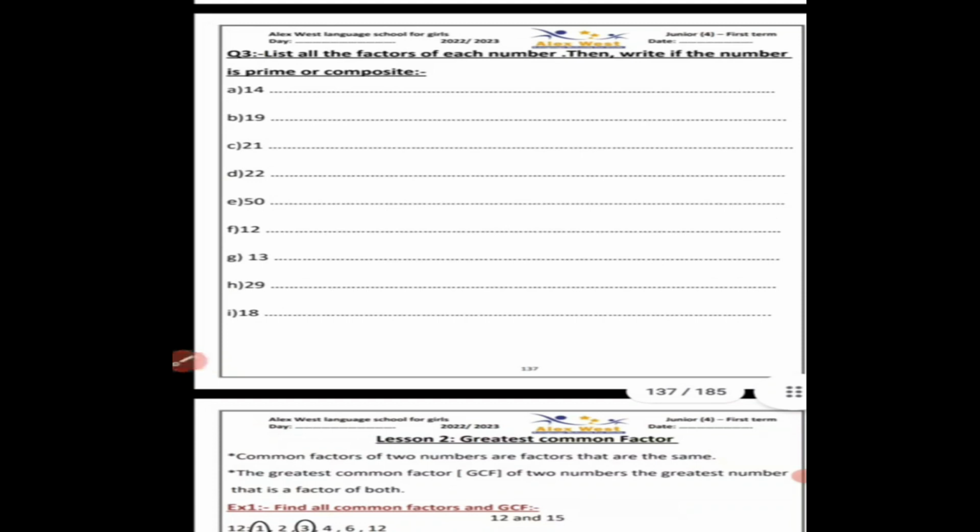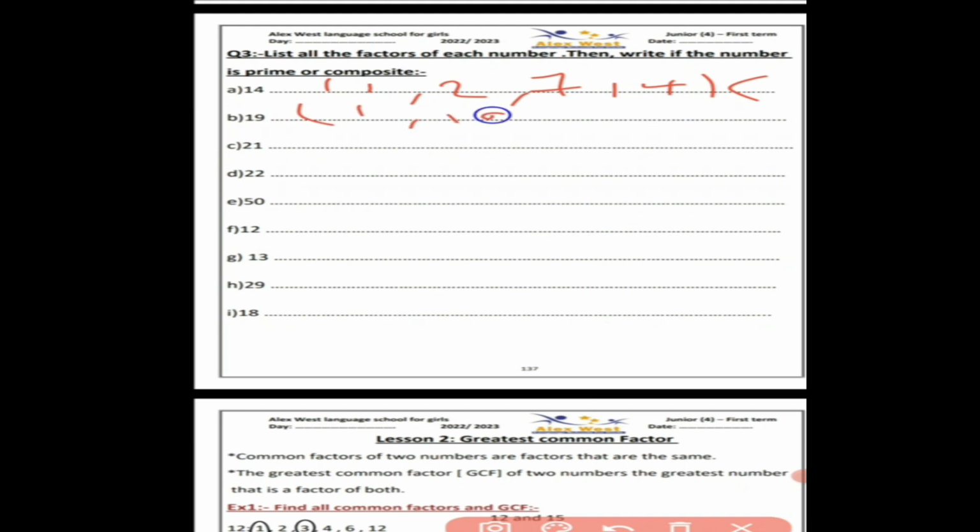Write the factors of the number and write if the number is prime or composite. Factors of 14. 1 times 14. 2 times 7. 14 has 4 factors, so 14 is a composite number. 19. 1 times 19. 19 has only 2 factors, so 19 is a prime number.